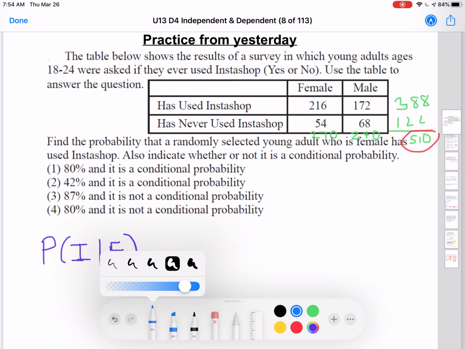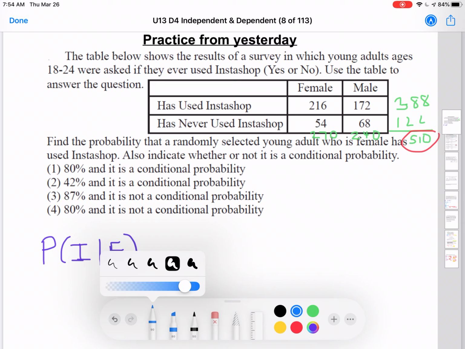And then we'll try this review question from yesterday. The table below shows the results of a survey in which young adults ages 18 to 24 were asked if they ever used InstaShop, yes or no. Use the table to answer the questions. Okay, so you can see we're comparing two different apps and then gender. Find the probability that a randomly selected young adult who is female has used InstaShop.